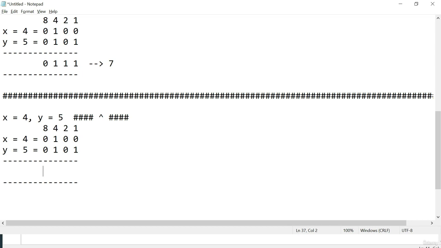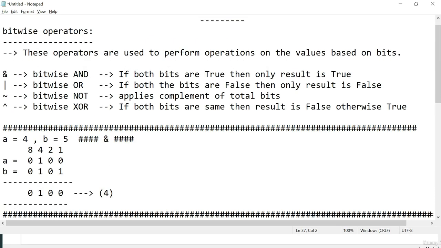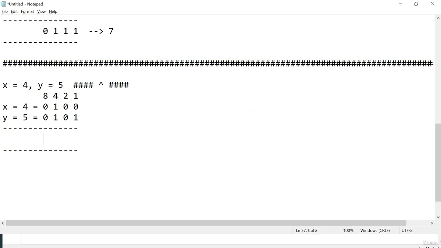Now let's focus on the result. Suppose again x value is 4 and y value is 5. How can we apply the XOR operator? The primary rule for the XOR operator is: if both the bits are equal, if both the bits are the same, then the result is false. In this case it is false because both are 0. Here also false because both are 1.